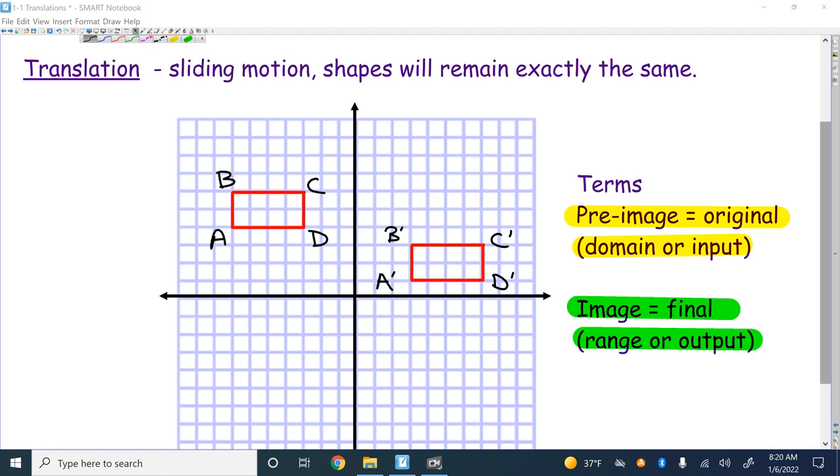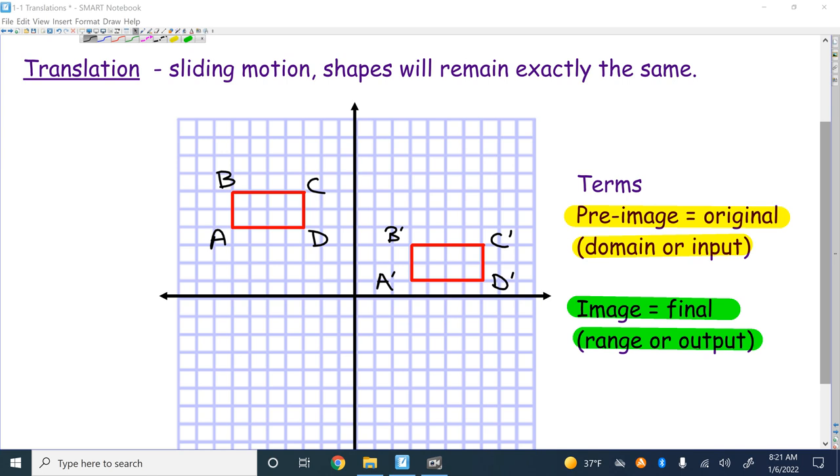All right, yesterday we looked at a little short video about translation. So the key thing is it just slides the figure. So what we're going to do now is plot shapes, triangles, squares, rectangles, whatever, and then we're just going to slide them from one location to the next.